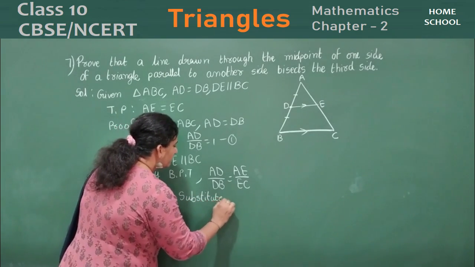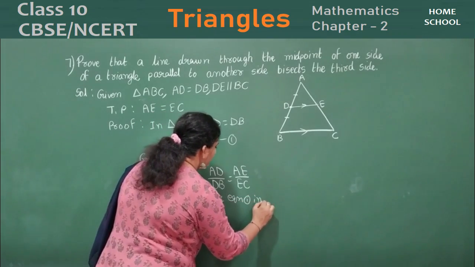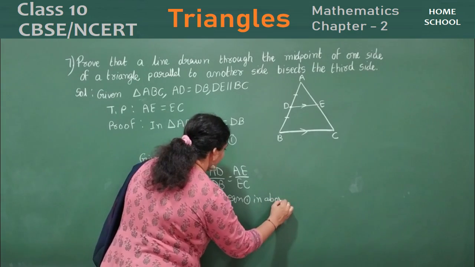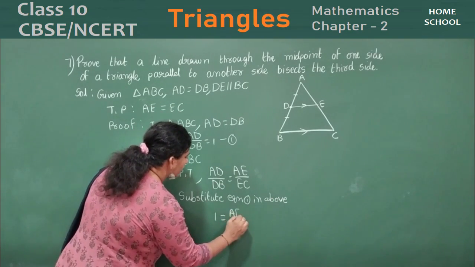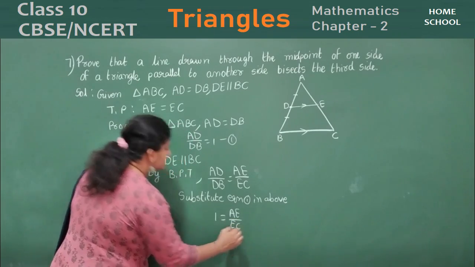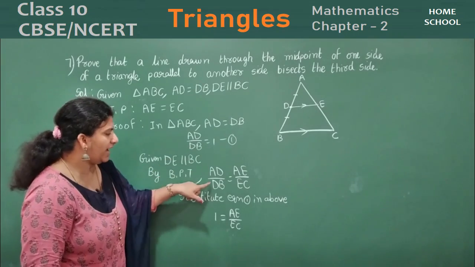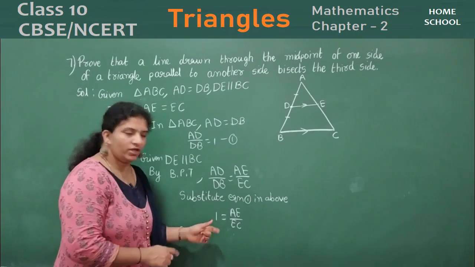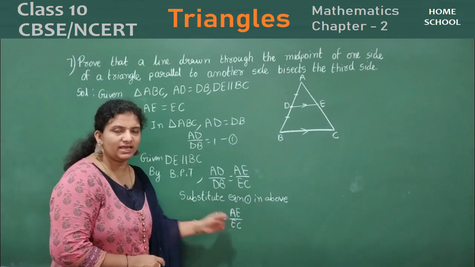Substitute equation 1's value in the above. That means 1 is equal to AE by EC. This AD by DB, how much? 1. That 1 I have substituted here. What did you get here? 1 is equal to AE by EC.